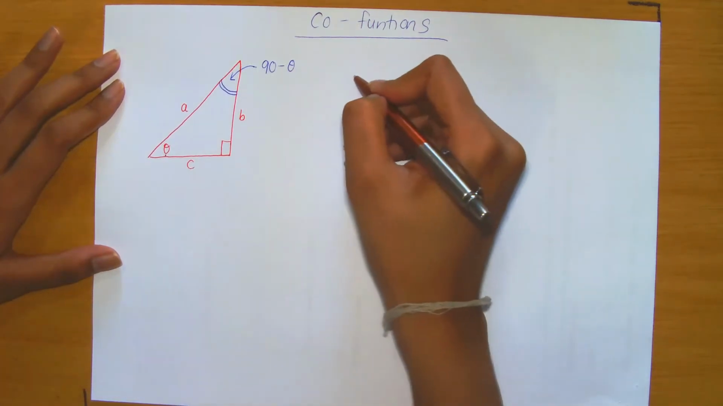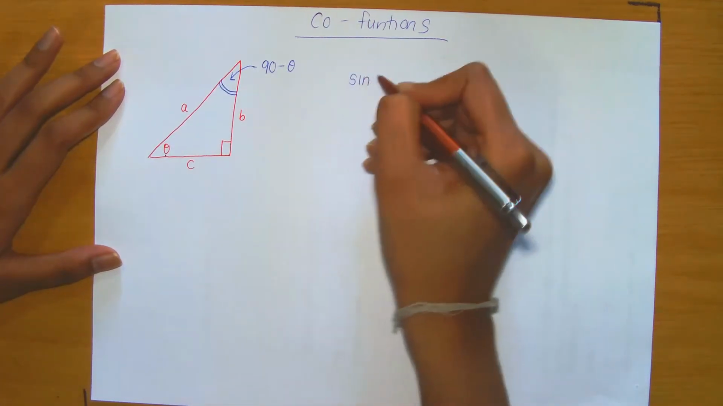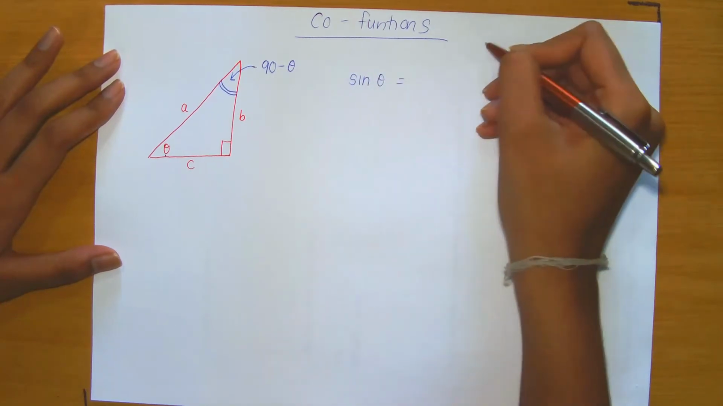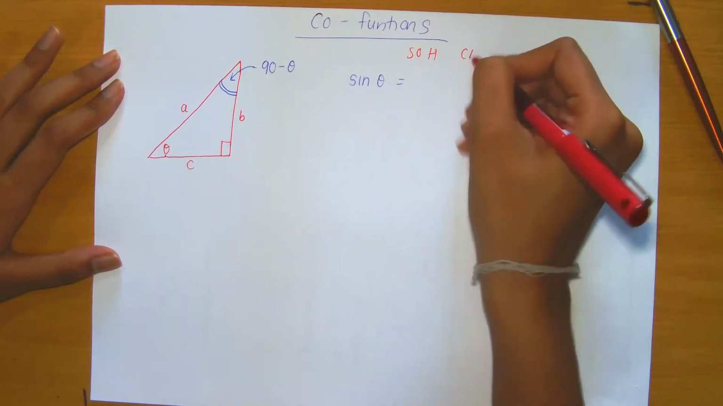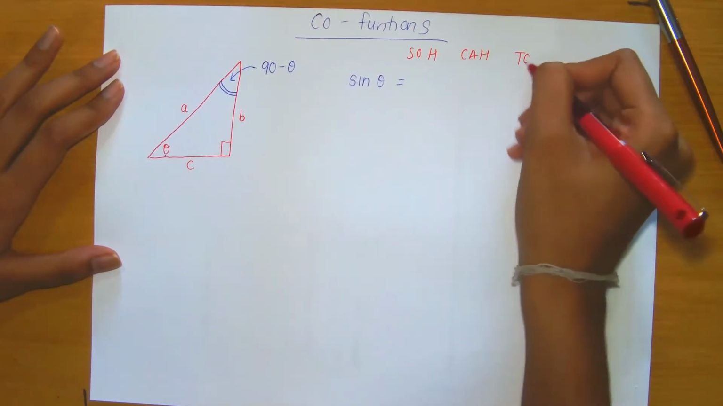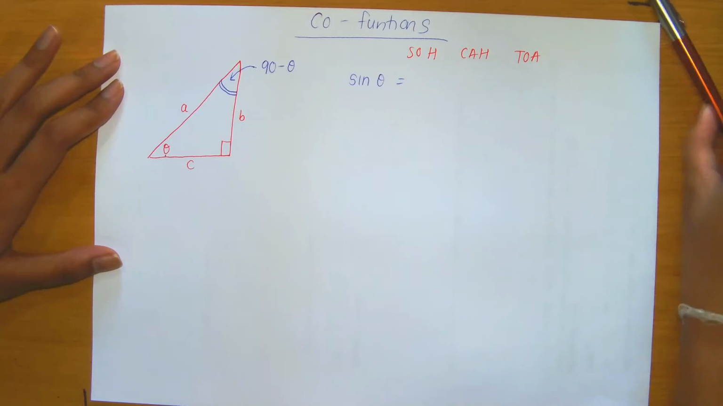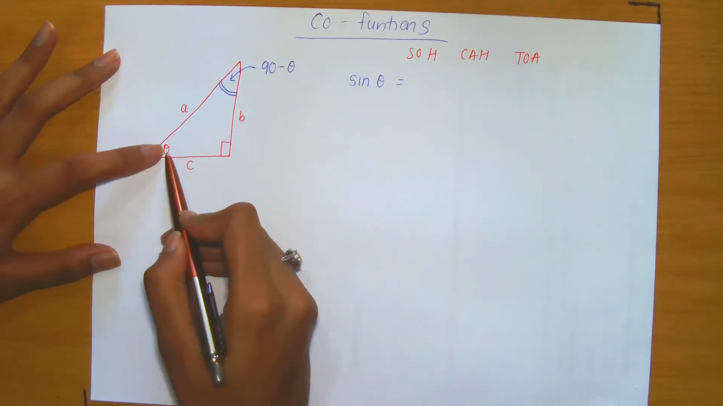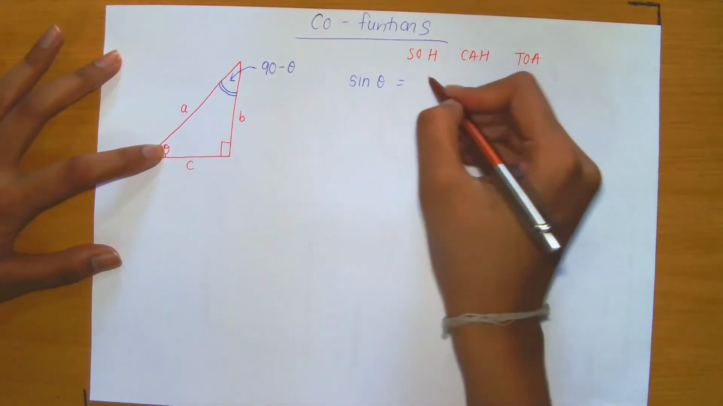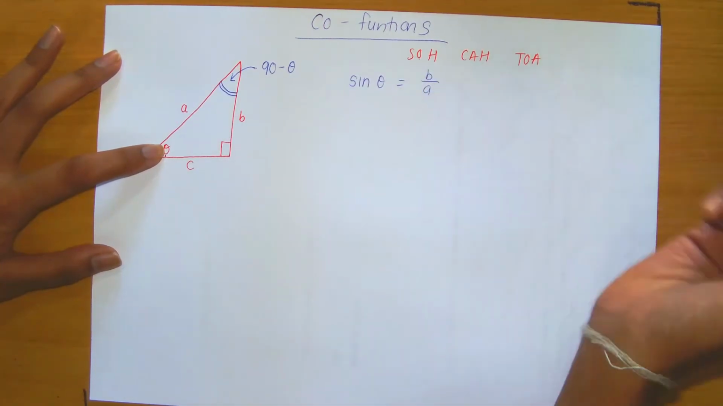So let's do some computation. Let's find out what is sine of theta. Remember your acronym SOH CAH TOA? Right, so if you've forgotten it, this always comes to your aid. Sine is opposite over hypotenuse. We're working with reference angle theta. Opposite over hypotenuse is B over A.